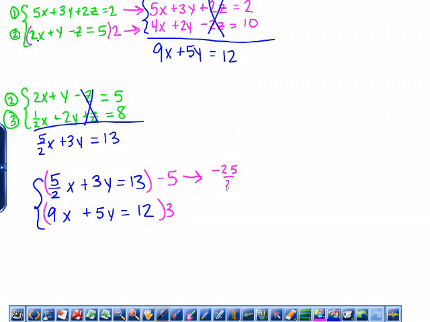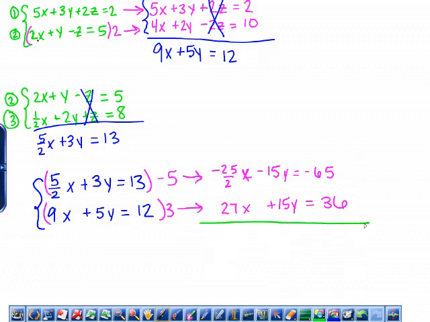So I'm going to get negative 25 halves x minus 15y equals negative 65. And you get 27x plus 15y equals 36. Okay, my y's cancel. I'm going to rewrite 27 as 54 halves. So negative 25 halves plus 54 halves, what are we going to get? Positive or negative? Okay, so 29 halves x equals negative 65 plus 36.